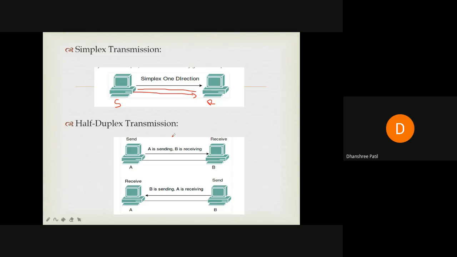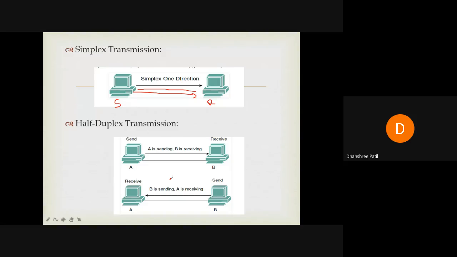Okay. Then next is the half duplex transmission, where the role of the sender and the receiver can get changed. So what is the meaning of it? In this case, say machine A is sending the data and B is receiving the data. In the other way, A can receive the data and B can send the data. So A and B both can send as well as receive the data, but one at a time. So that is nothing but the half duplex transmission.